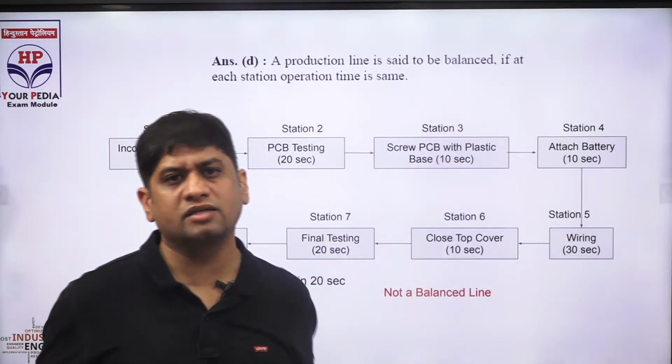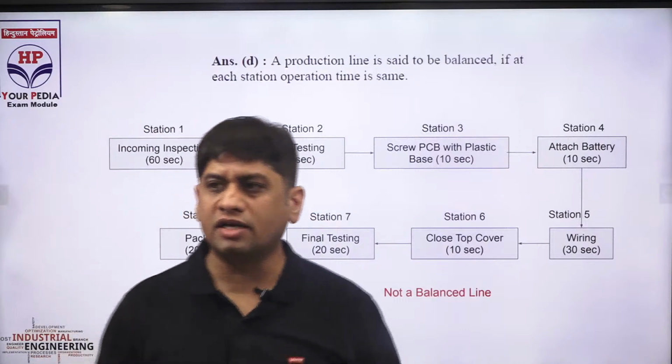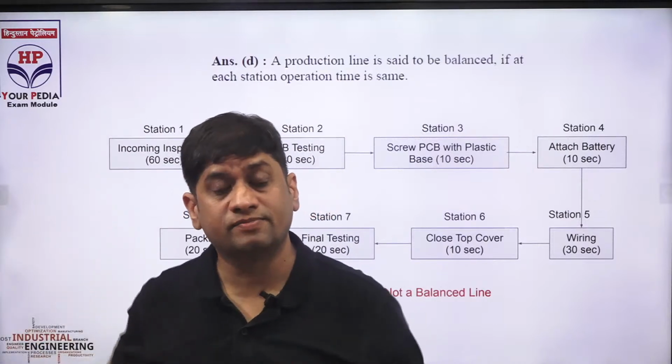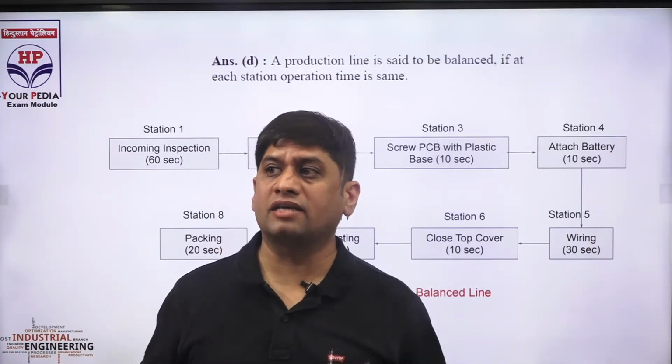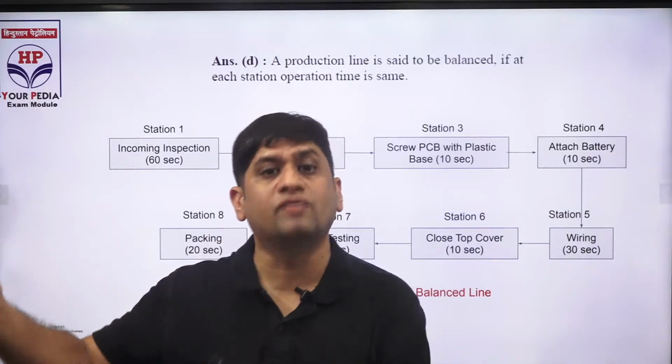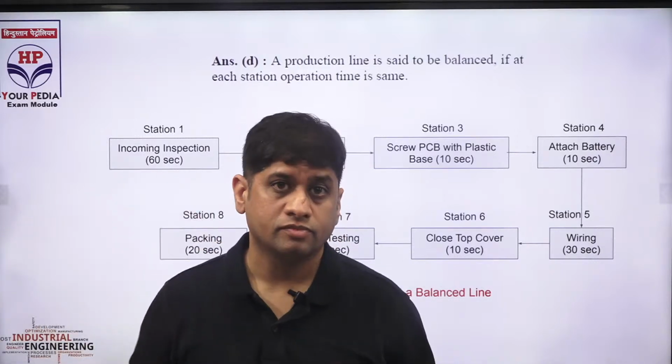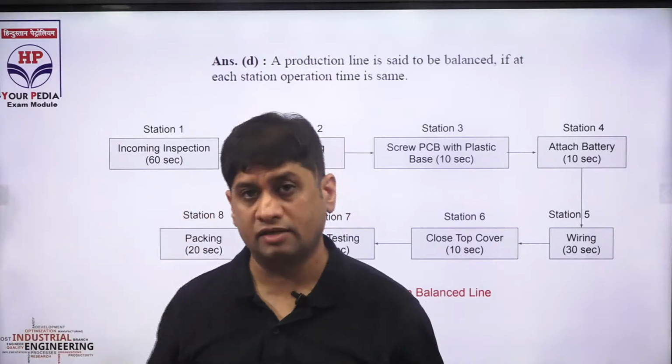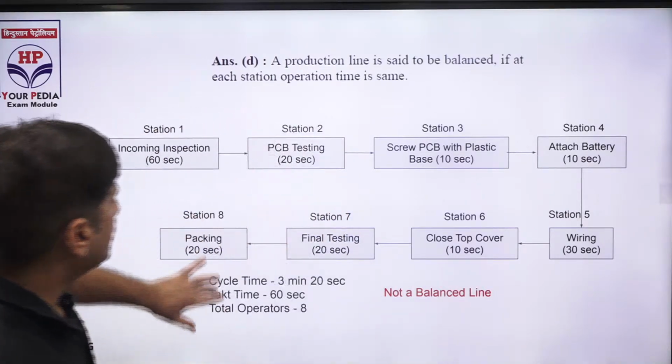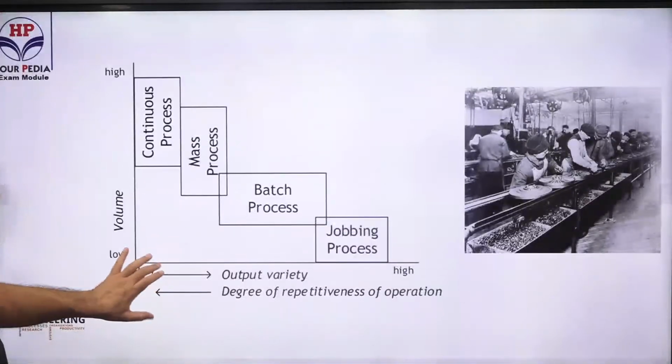What is the advantage of having a balanced line? The advantage of having a balanced line is that in-process inventory will be minimum. You will have minimum in-process inventory. इन्वेंट्री नहीं आएगा, उसका बैलेंस का बेनिफिट वो है, इन्वेंट्री नहीं होता.